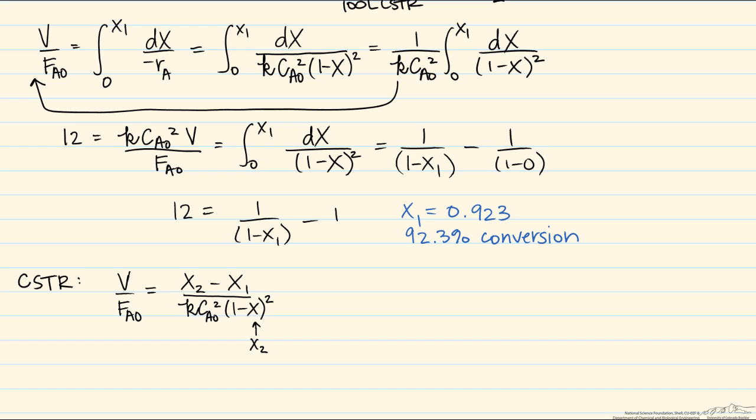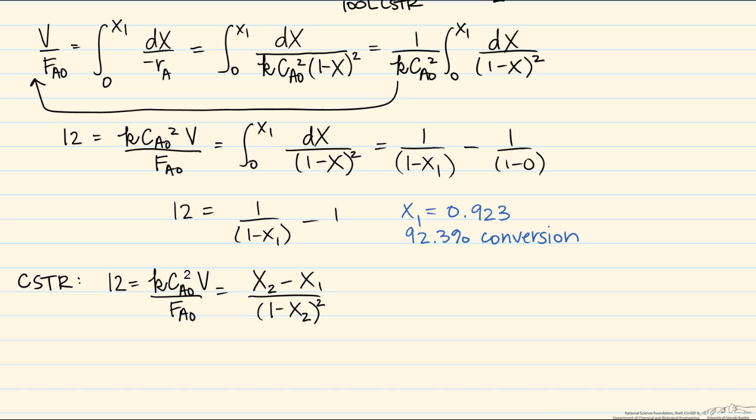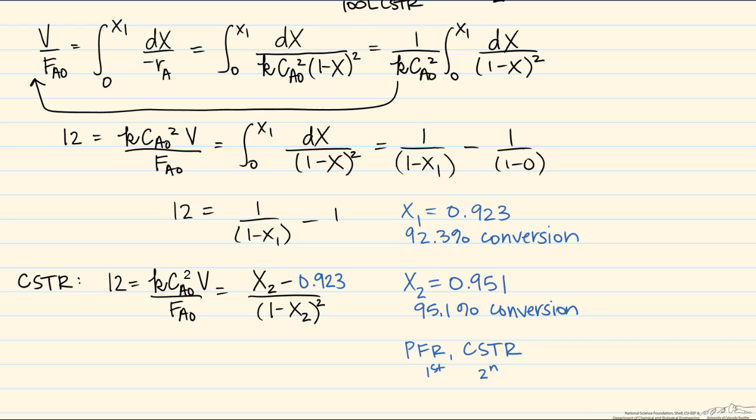Again, we can multiply both sides of the equation by k C_A0 squared. And we get our Damköhler number again, so we know that this value has to be equal to 12. We also know that the value of x1 is equal to 0.923, and so we can just plug that directly into our equation. Our only unknown in this case is now x2, and we can solve for the value of x2 to be equal to about 95.1%. And so we see that in this second configuration, where we place the PFR first and the CSTR second, we get a higher conversion from our total process of 95.1%. This is the configuration that we should use if we're trying to maximize the conversion.